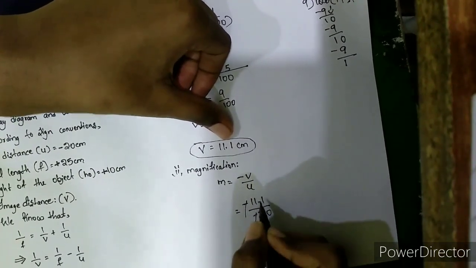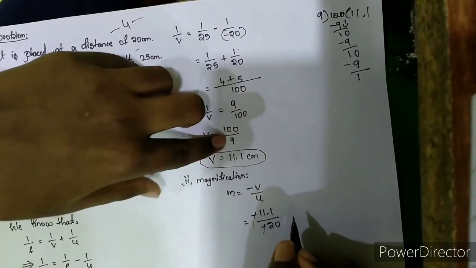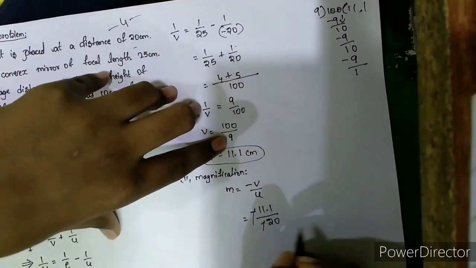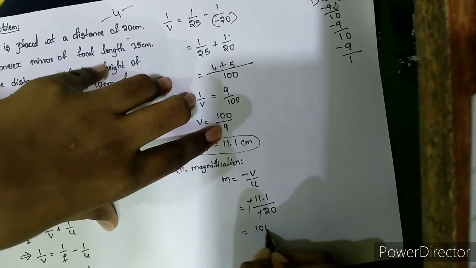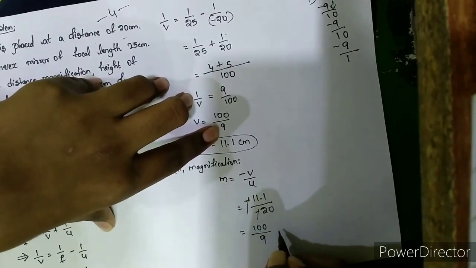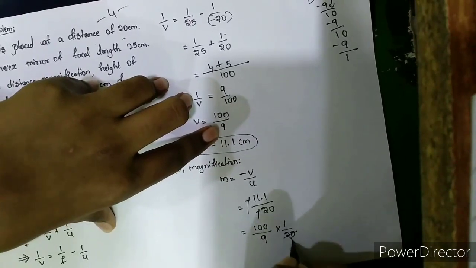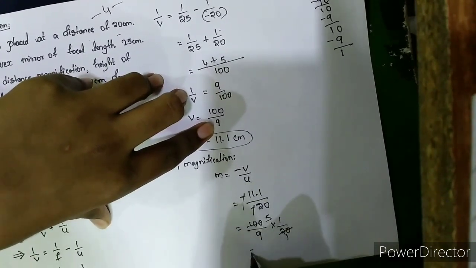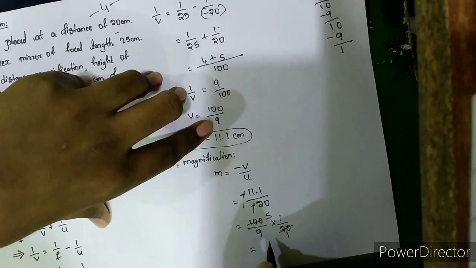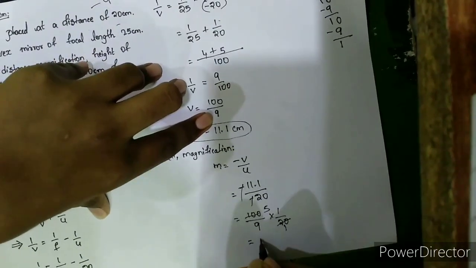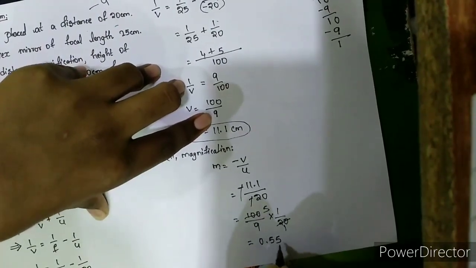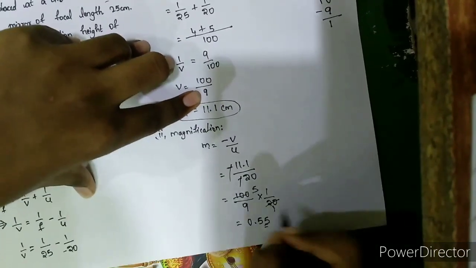Minus minus gets cancelled. In place of 11.1 we can also write 100 by 9. So we can write 100 by 9 into 1 by 20 directly. 20 fives are 100, so it becomes 5 by 9. If we divide 5 by 9, it will come as 0.55. And this is the magnification.